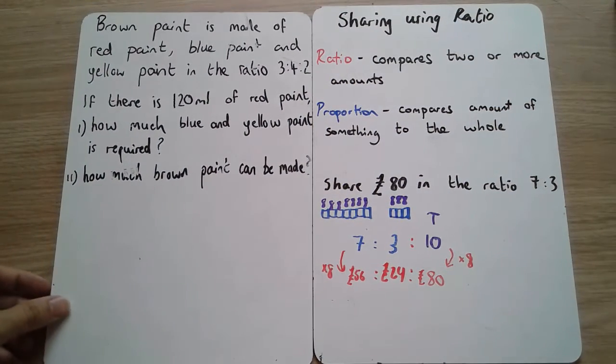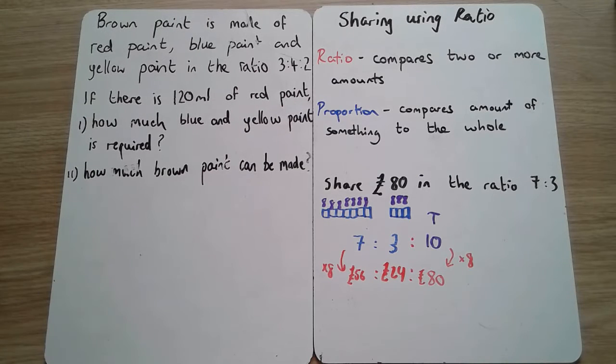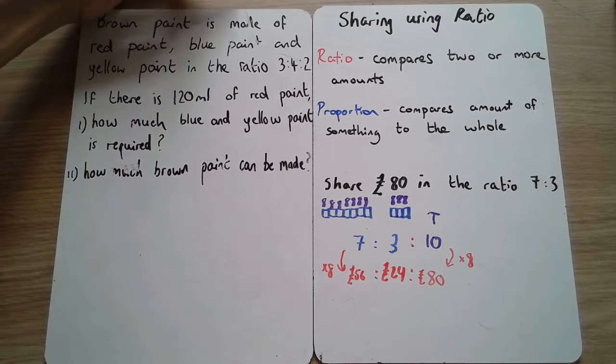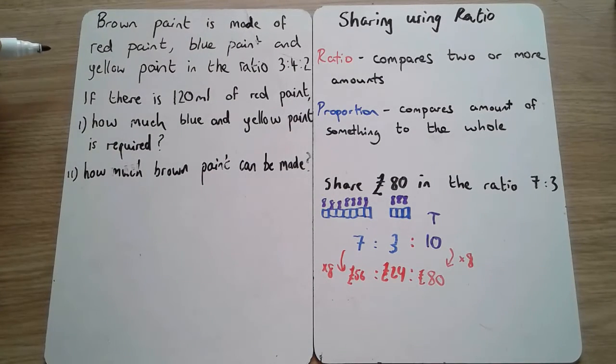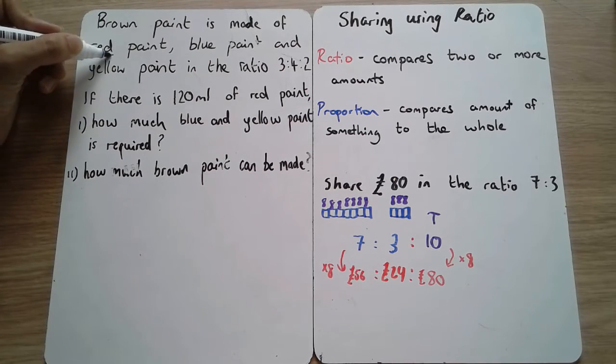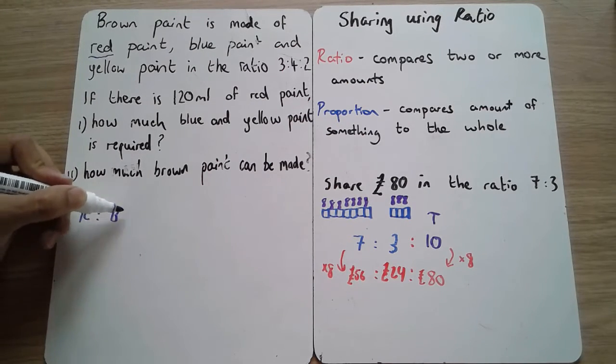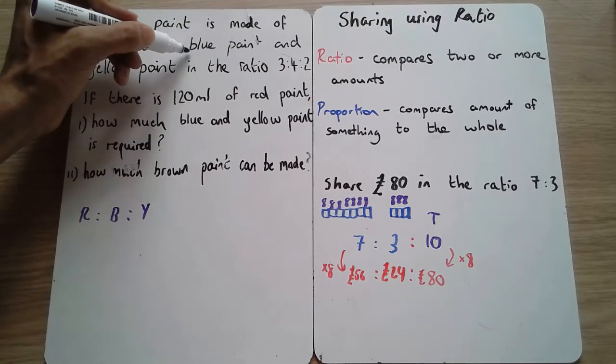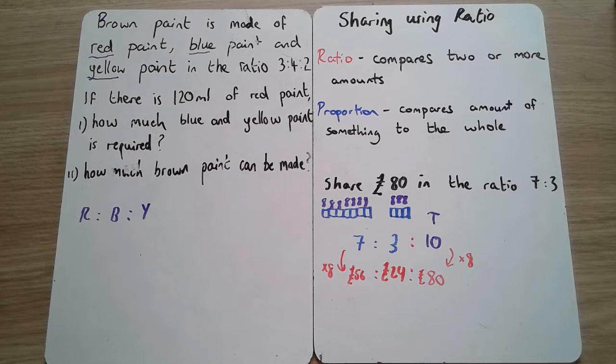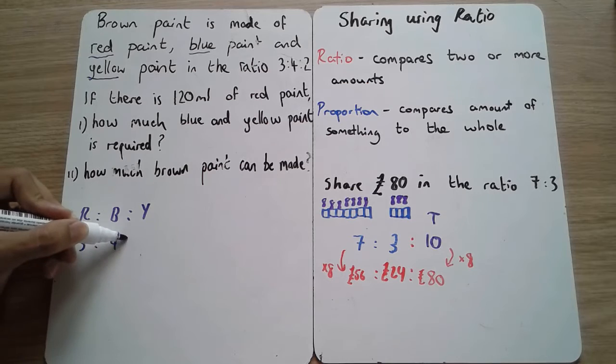It says we've got brown paint. Brown paint is made up of red paint, blue paint, and yellow paint in the ratio of 3 to 4 to 2. And it says there is 120 ml of red paint. So let's write down our ratio. We've got red to blue to yellow, because it goes red, then blue, then yellow, in the ratio of 3 to 4 to 2.